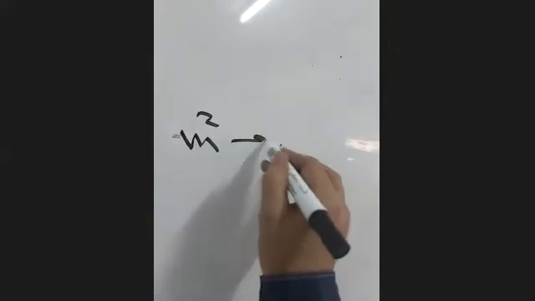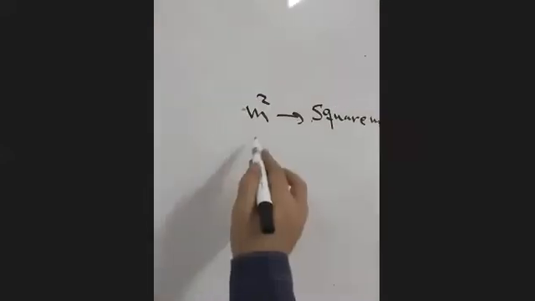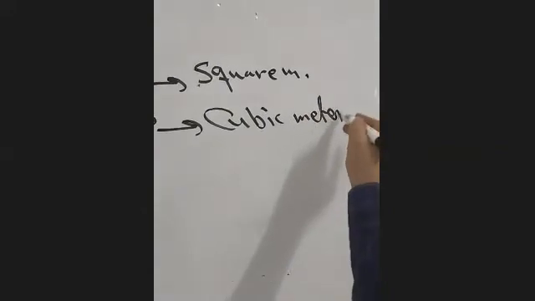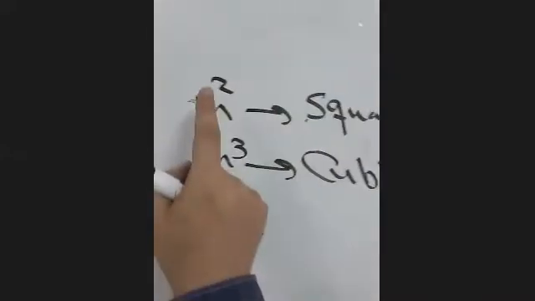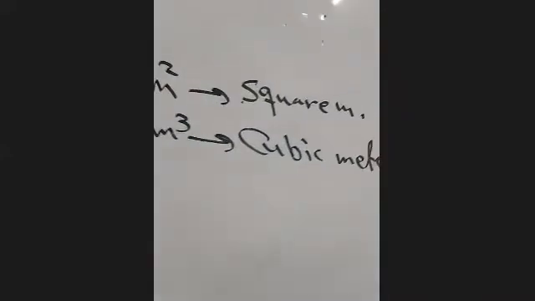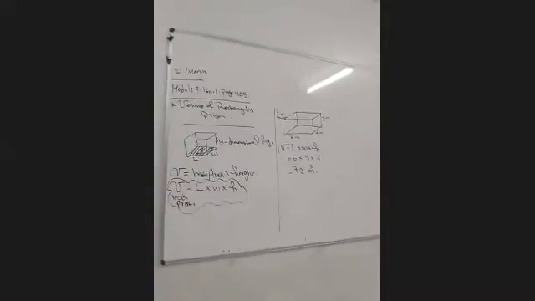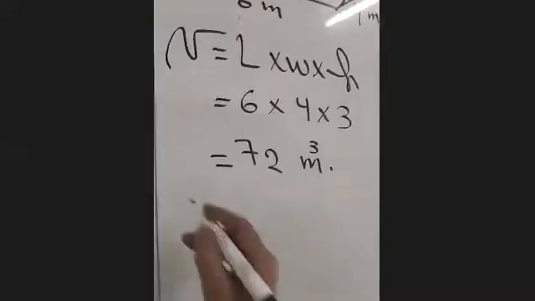In the area, we said m power 2, and we can write it square meter. M power 3 is called cubic meter. Cubic means power 3. Square meter means power 2, or any unit, not only meters. So cubic meter, cubic centimeter, and go on. This is the idea of how to find the volume of the rectangular prism. Simply multiply length by width by height, you get the idea. Any questions?